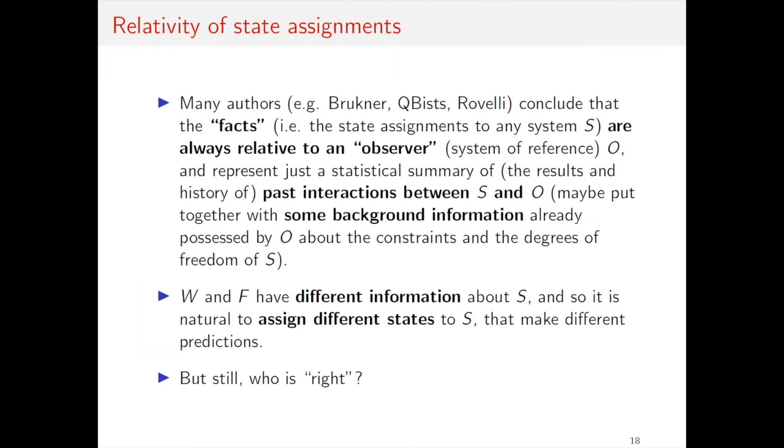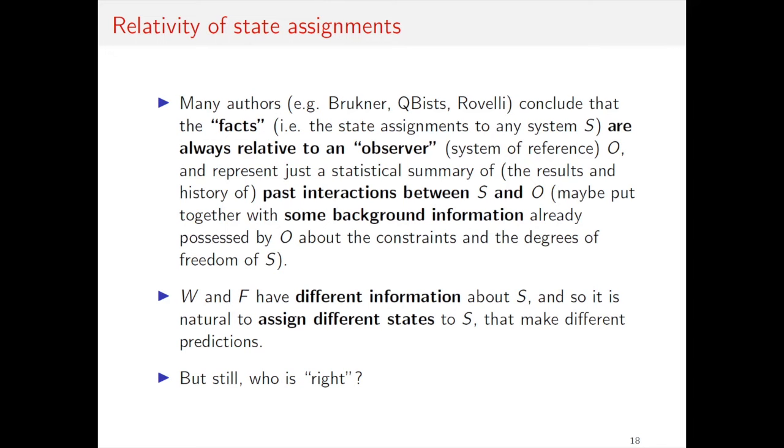Many authors, Wigner, quantum Bayesianists, Carlo Rovelli, conclude that the facts, the state assignments to any system S, should be relative to the observer. And the state should represent the statistical summary of the past interactions between the system and the observer, maybe together with some background information. So they say F and W, the friend and Wigner, have different information about S. And so maybe it's natural that they assign different state descriptions to the system S that make different predictions.